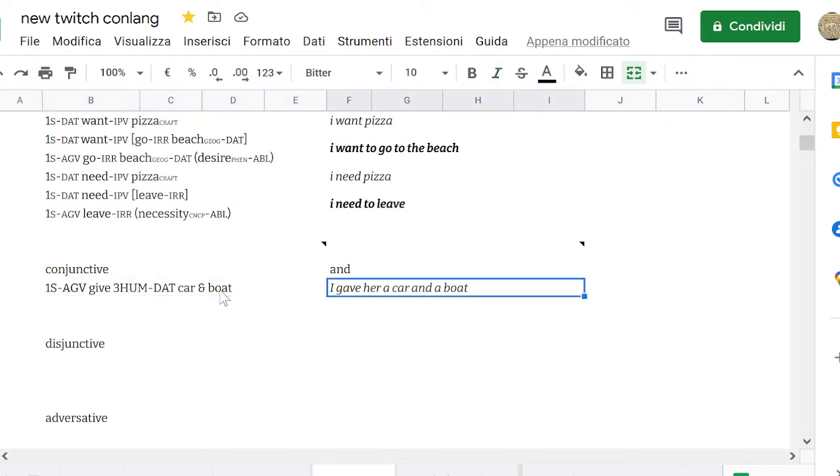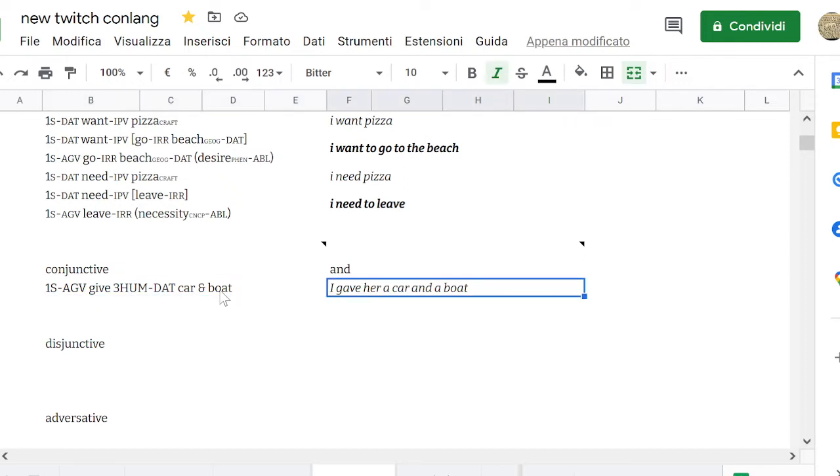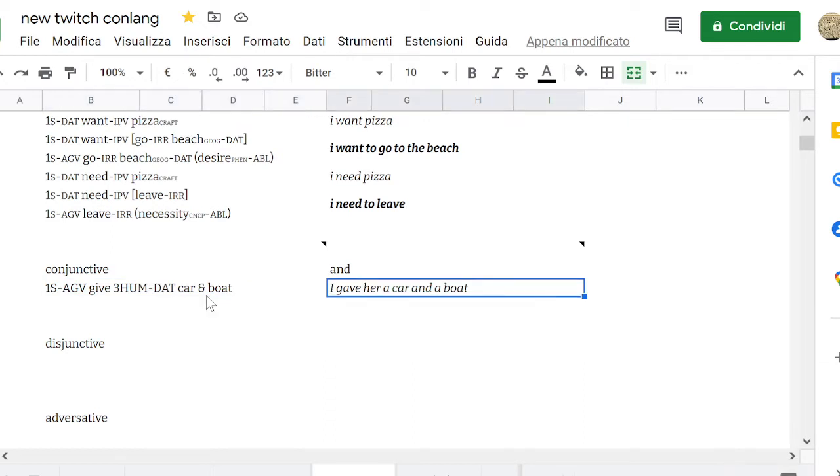And what the "and" did there is it coordinated not the two patients. It coordinated two whole sentences, or two whole clauses, I guess. I gave her a car and I gave her a boat. And that "and" coordinates give and give, or in this case, past gave and gave. I gave her one thing and I gave her another. So gave and gave are being coordinated.